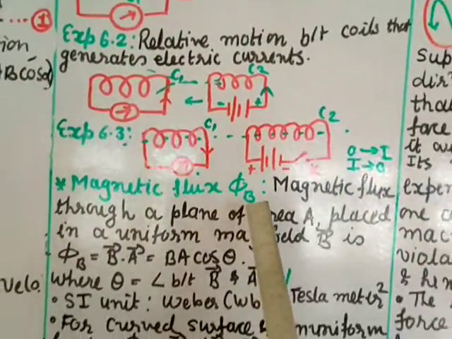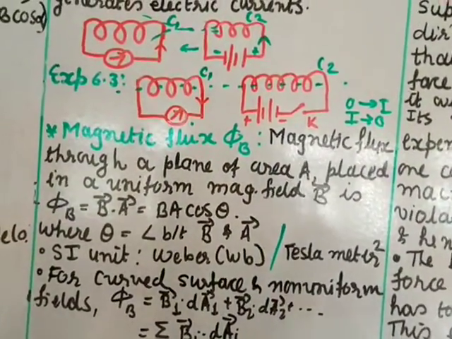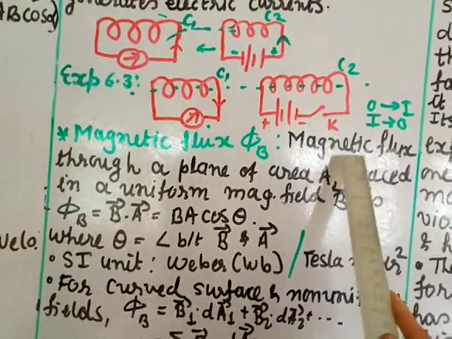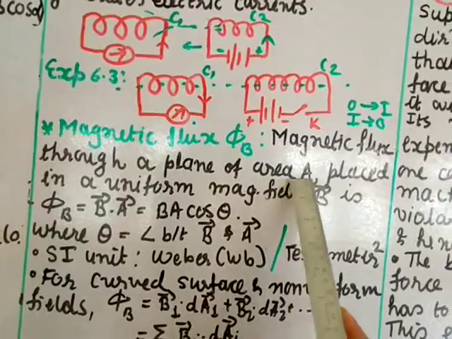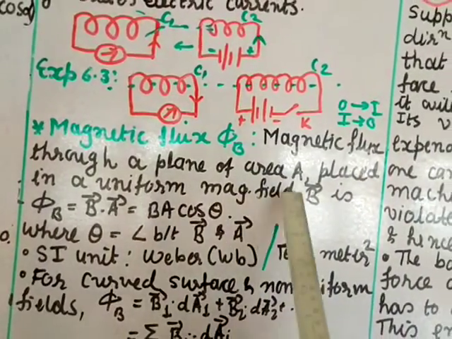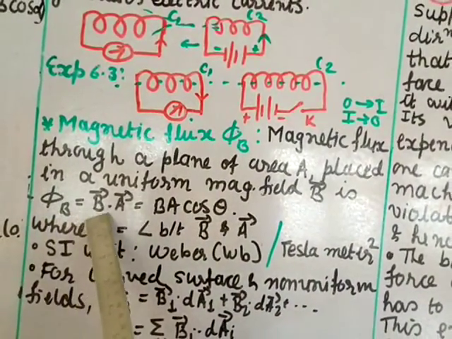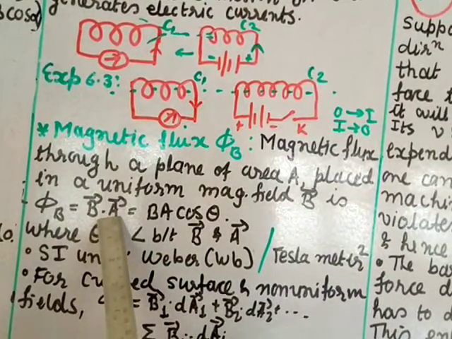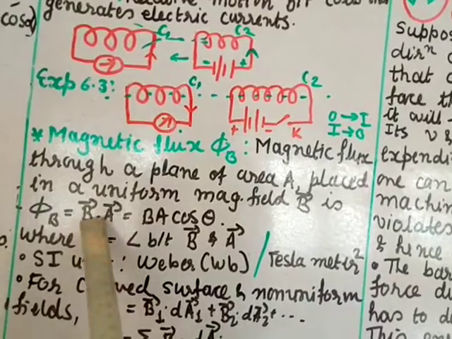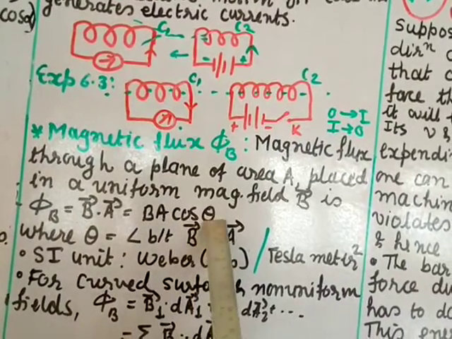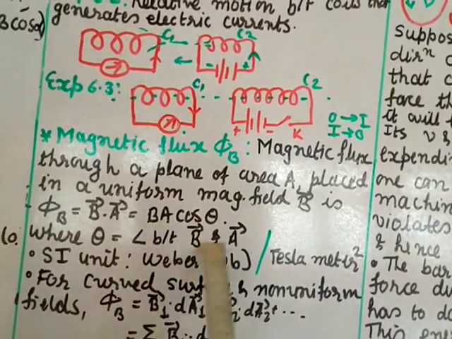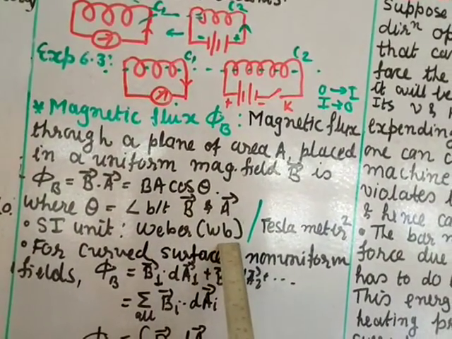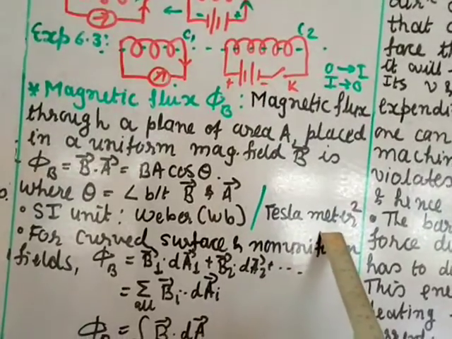Then let us define magnetic flux, which we defined in the last chapter also. Magnetic flux is denoted by phi B. Magnetic flux through a plane of area A placed in a uniform magnetic field B is phi B equal to B dot A. B is the magnetic field, A is the area vector, and if I remove the dot product, I can write BA cos theta, where theta is the angle between B and A. The unit of this is Weber, with symbol Wb, or Tesla meter square.